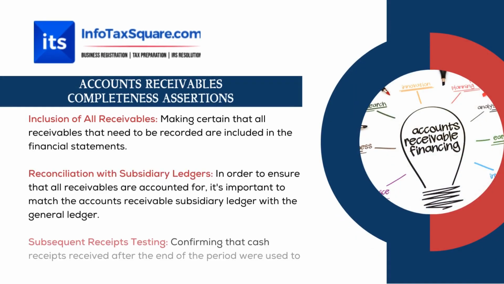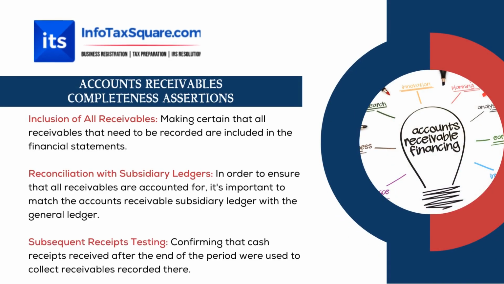Accounts receivables completeness assertions. Inclusion of all receivables, making certain that all receivables that need to be recorded are included in the financial statements. Reconciliation with subsidiary ledgers. In order to ensure that all receivables are accounted for, it's important to match the accounts receivable subsidiary ledger with the general ledger. Subsequent receipts testing, confirming that cash receipts received after the end of the period were used to collect receivables recorded there.